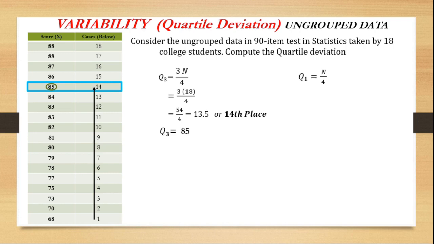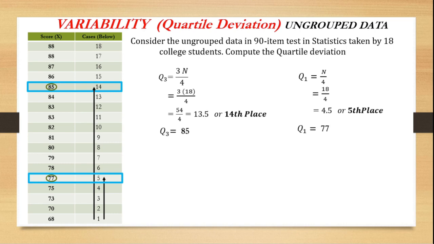The next is we have to identify the score that falls within the first quartile by computing n divided by 4. Substituting our value for n, which is 18, we have 18 divided by 4 is equal to 4.5. Then we have to round up 4.5, which is equal to 5, or the 5th place. Referring to our table at the left, this is our 5th place, and the score that falls within the first quartile is 77. Then our first quartile is 77.